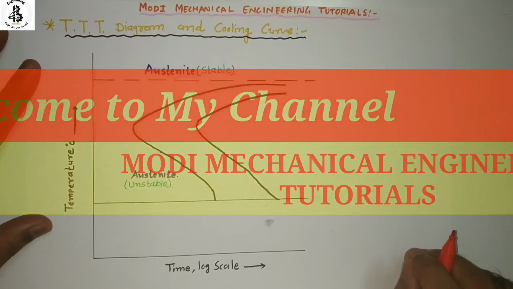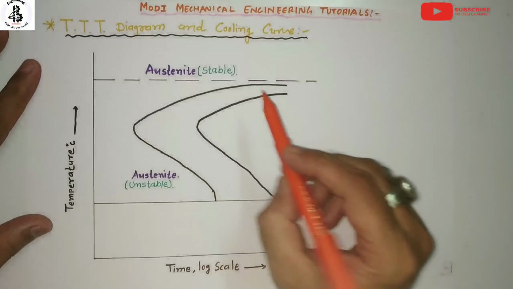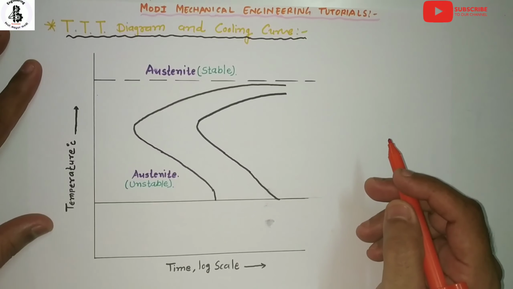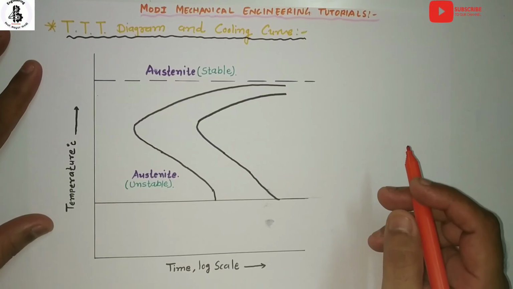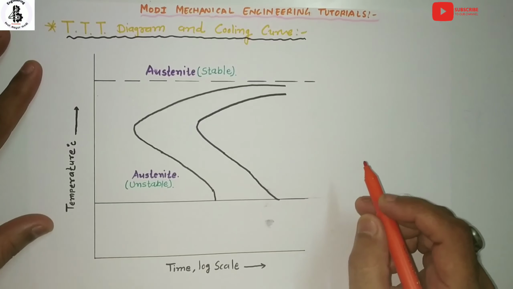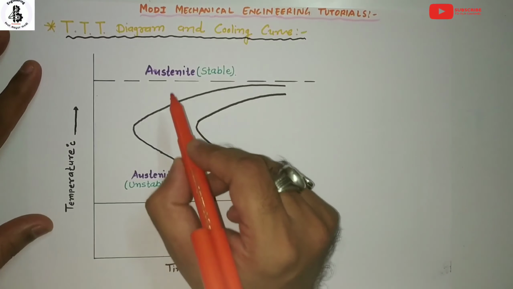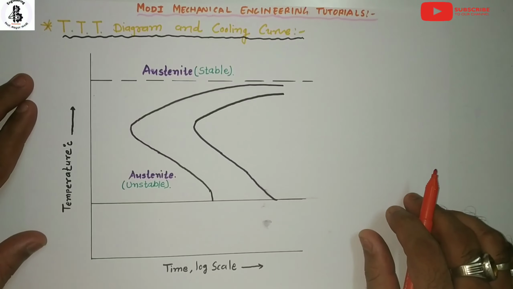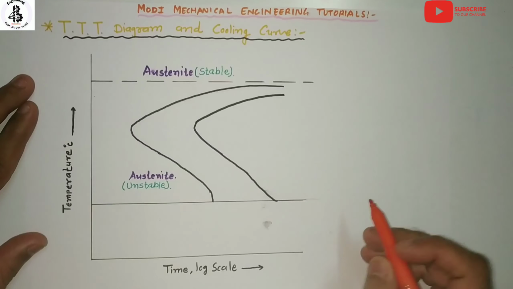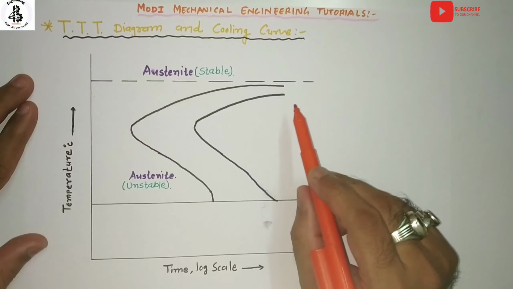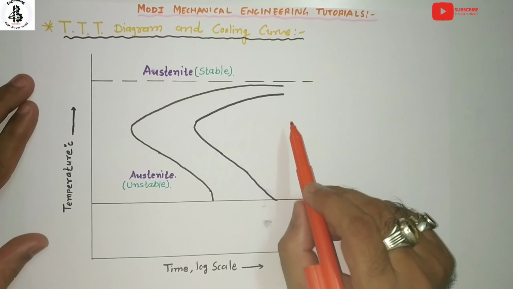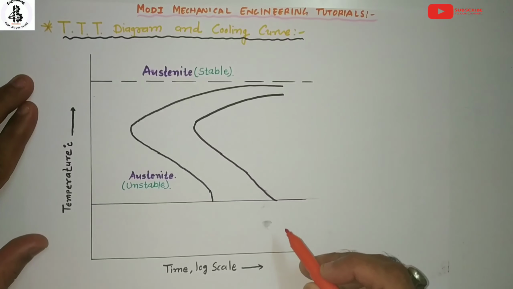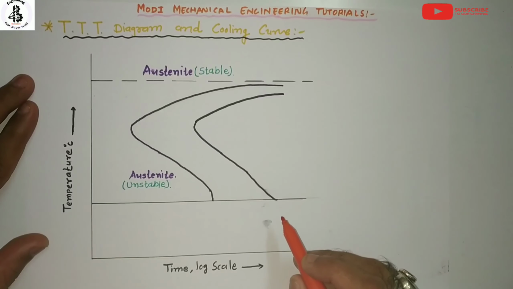In this video I would like to explain the TTT diagram and cooling curves. How will cooling curves affect the transformation from austenite to different phases? By the mode of non-equilibrium cooling, austenite will transform into the pearlitic structure, bainitic structure and martensite structure. This theory we already discussed in my previous videos.